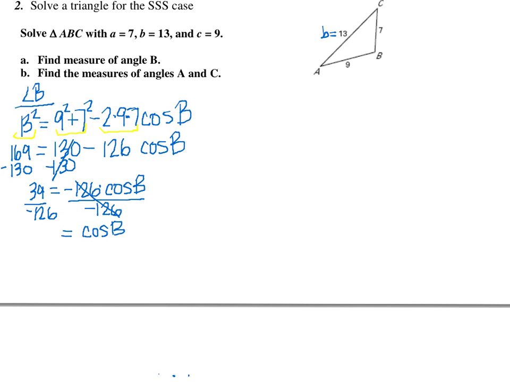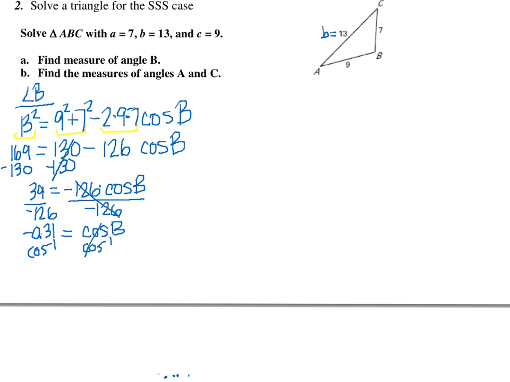And on the other side, I'm left with a decimal, and it's about negative 0.31. But keep that decimal right in your calculator. Do not round at all here. So to get B alone, I need to do the inverse cosine of both sides to make those two cancel out.